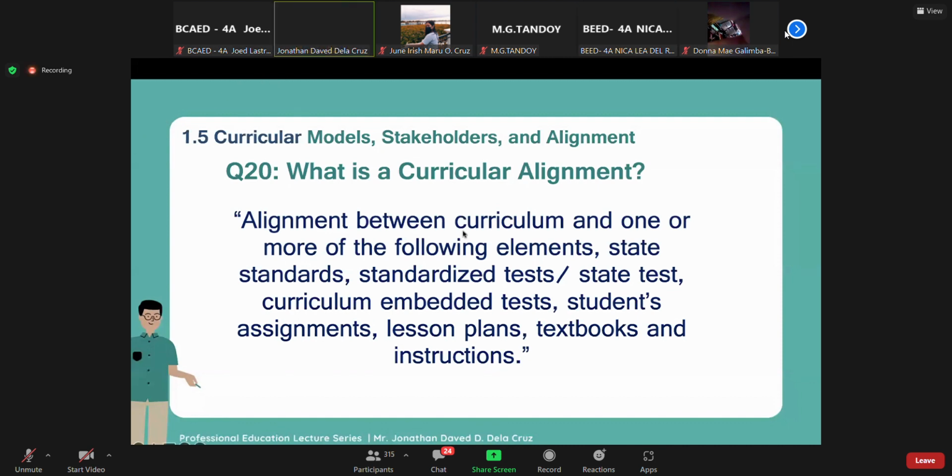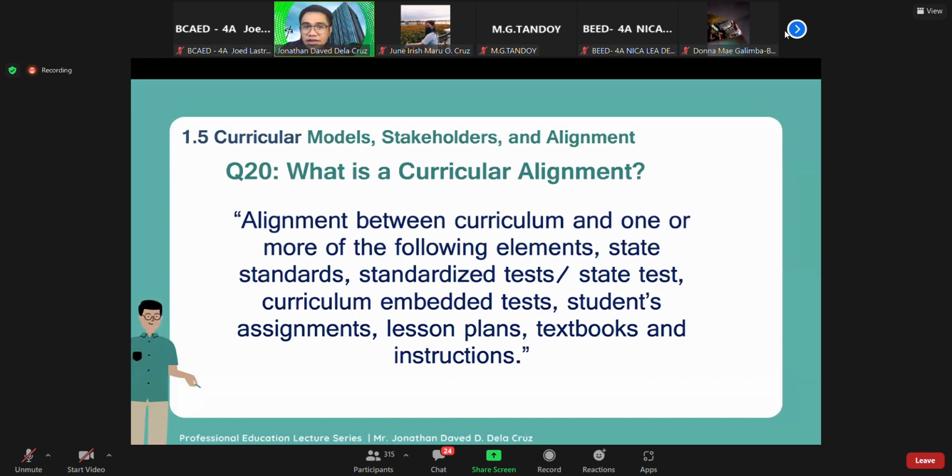Anyway, alignment between curriculum and one or more of the following elements: state standards, standardized tests, curriculum embedded tests, student assignments, lesson plan, textbooks, and instructions. So when we talk about curricular alignment in general, this is alignment between the objectives, content, learning experience, and evaluation. And kasama na din doon, nakapaloob na doon lahat, pati na din yung materials, the textbooks, instructional materials, nandun na din yung lesson plans, no? Nandun na din yung mga forms of evaluation.